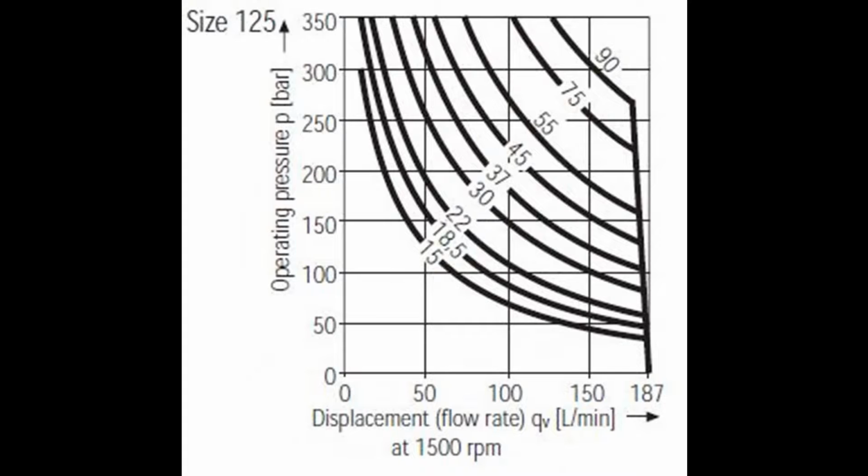Range of settings, 35 to 350 bar. Commencement of control. The power characteristic is set by the manufacturer. Please state clearly, e.g., 50 kilowatts at 1500 rpm.